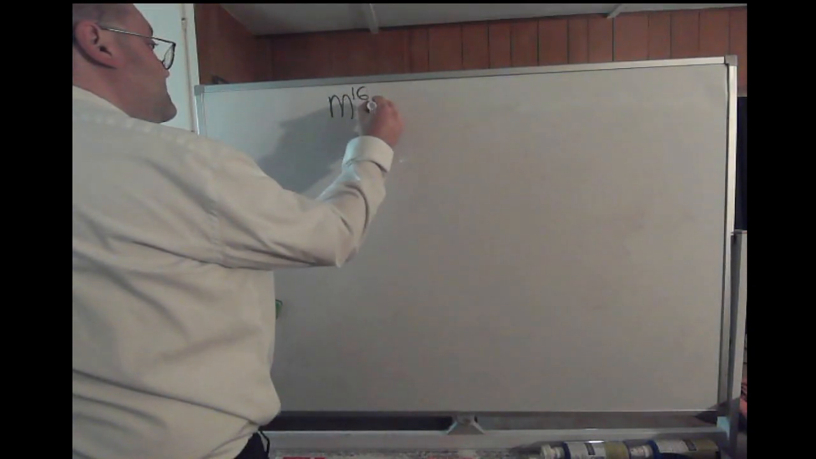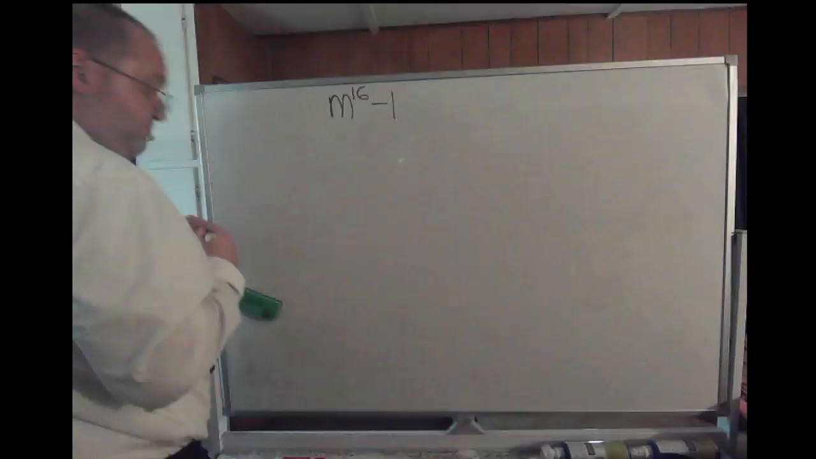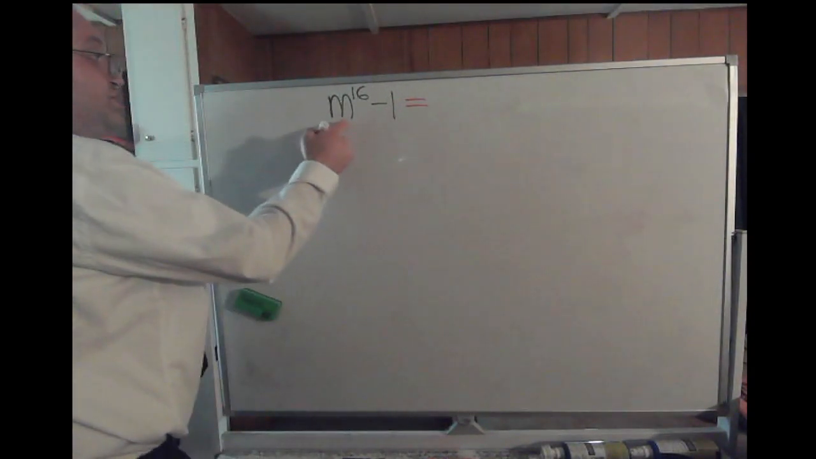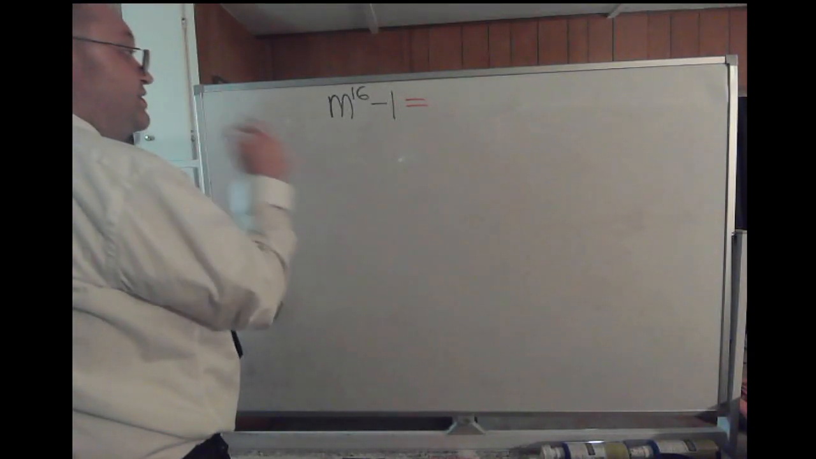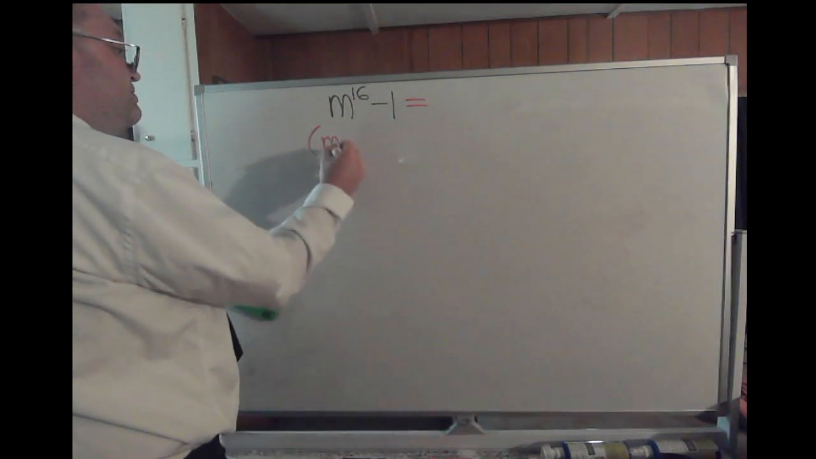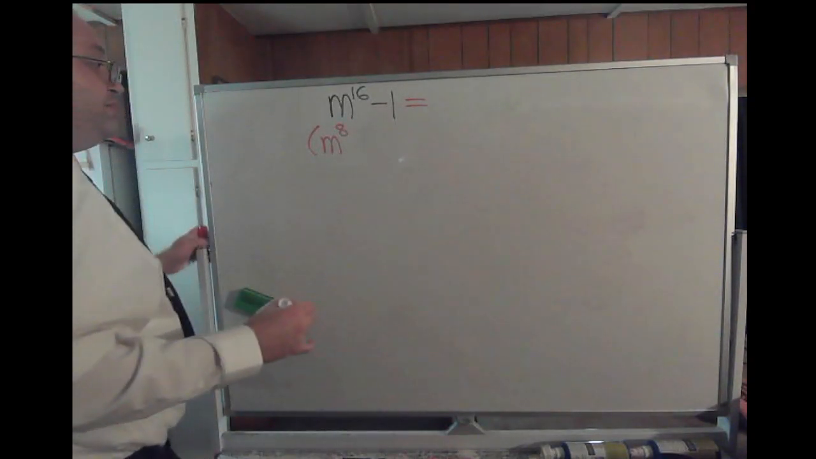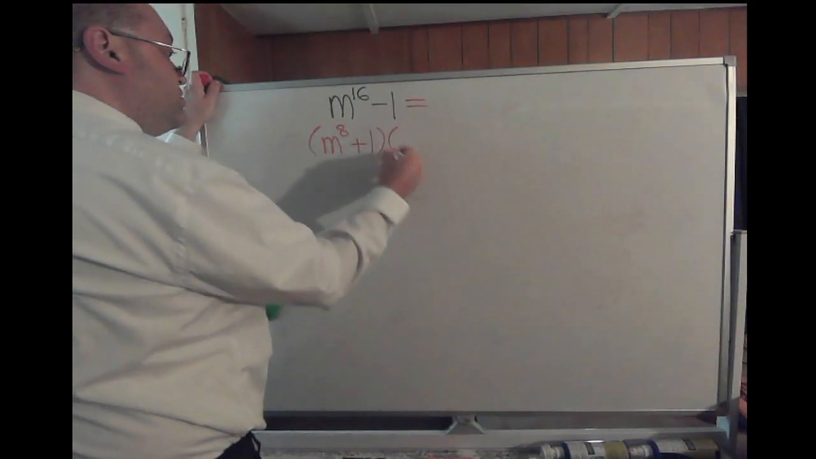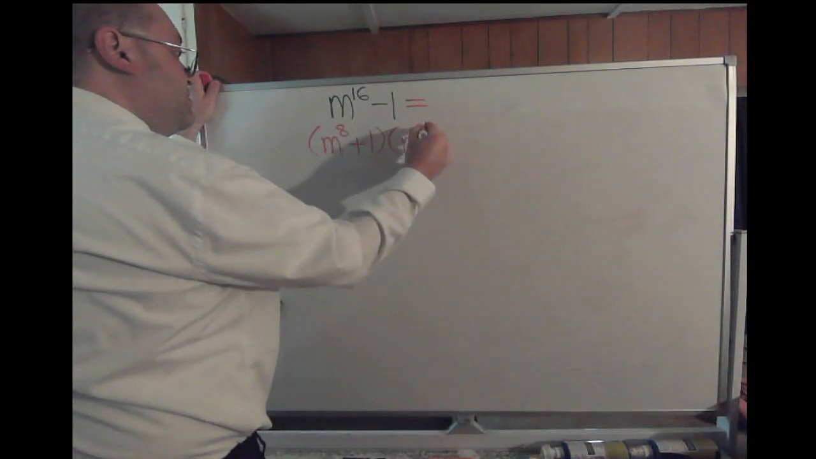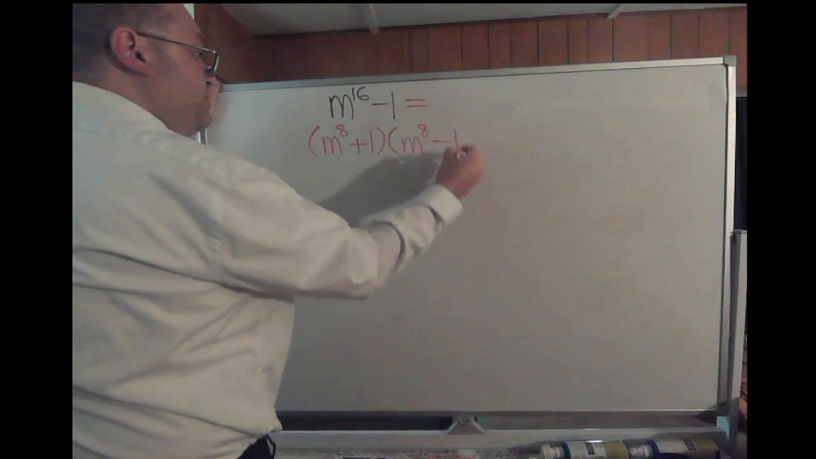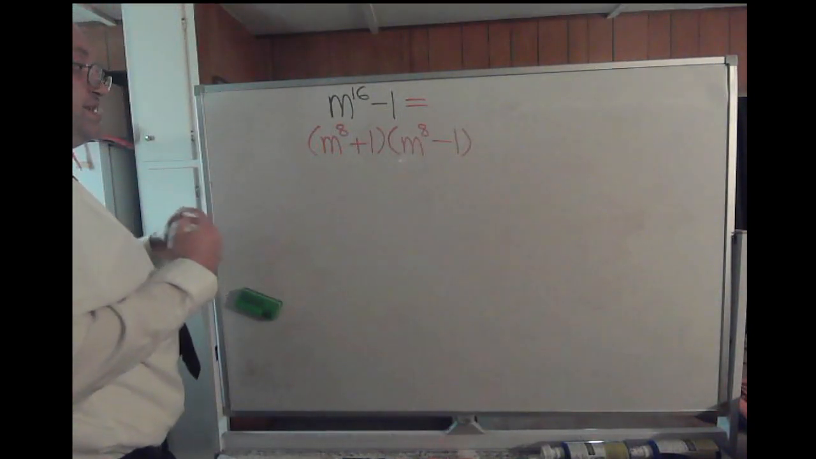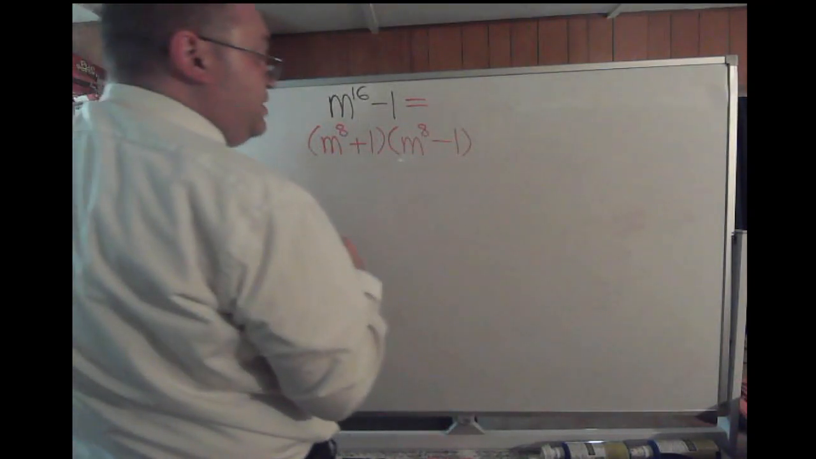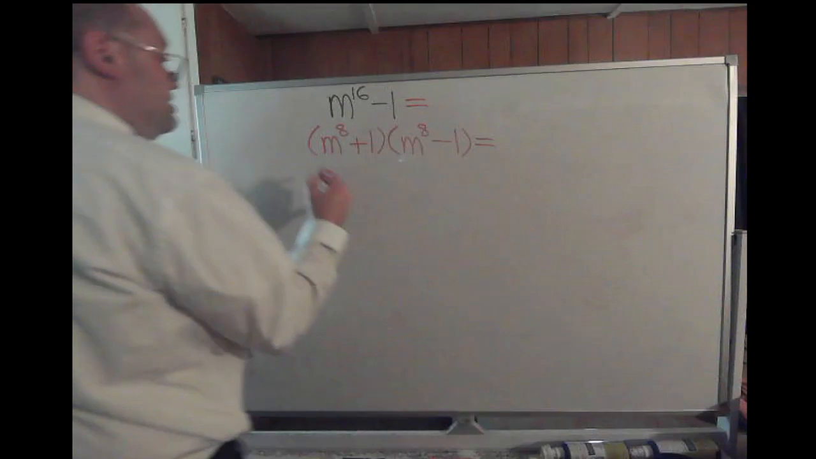We got m to the 16th minus 1. Alright. So we got m to the 16th minus 1. Well, we'll take the square root of m to the 16th, which would be m to the 8th. That would be m to the 8th plus the square root of 1, which would be 1, times the quantity of m to the 8th minus the square root of 1, which would also be 1. Well, it's clear that m to the 8th plus 1 factors no further, but m to the 8th minus 1, that's also a difference of two squares. That'll factor further.